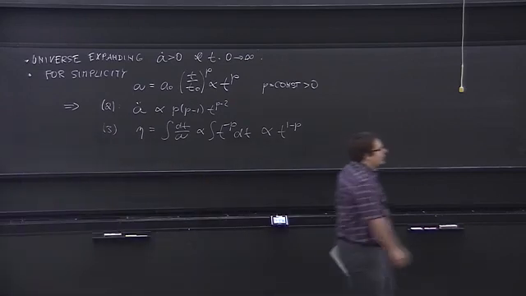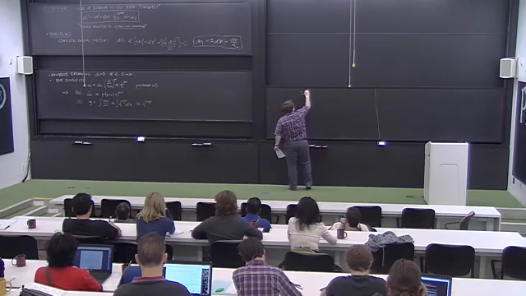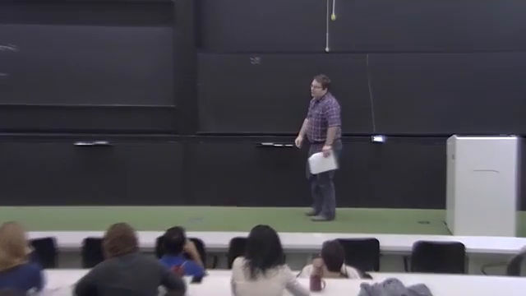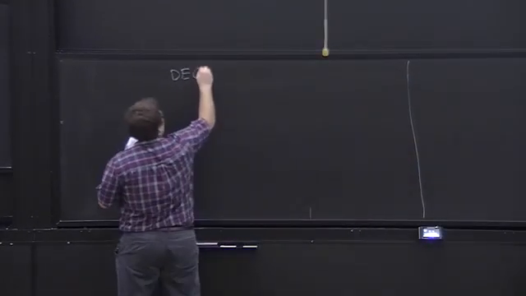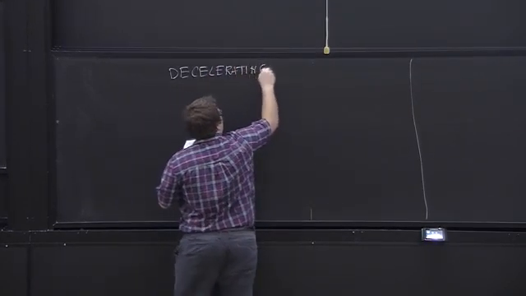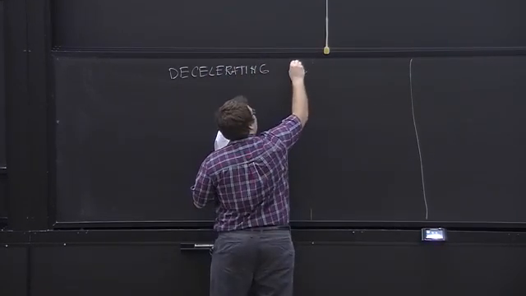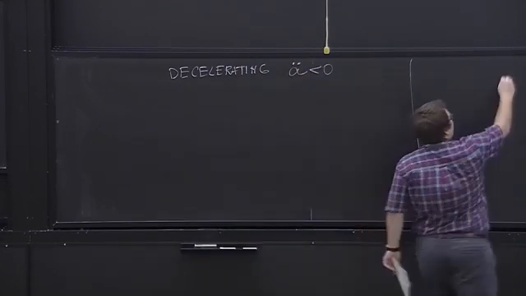Now let us consider two cases, and I'll divide my blackboard into two parts. One, when the universe is so-called decelerating, which means it's expanding, but this expansion is slowing down. So a decelerating universe means a double dot is smaller than 0, and an accelerating one.